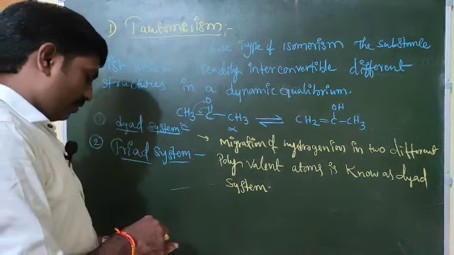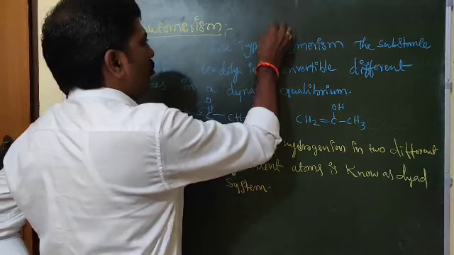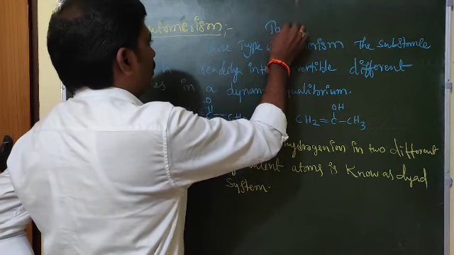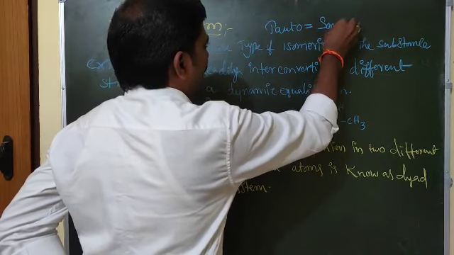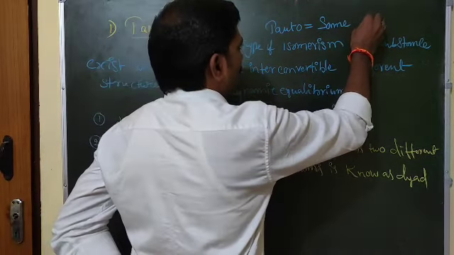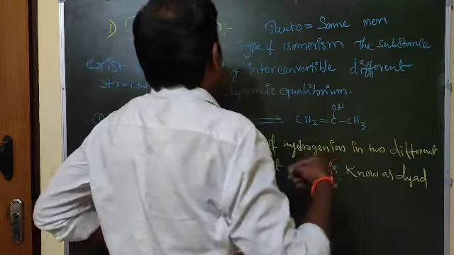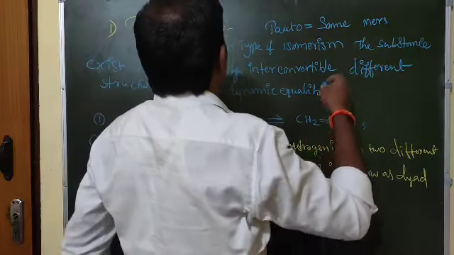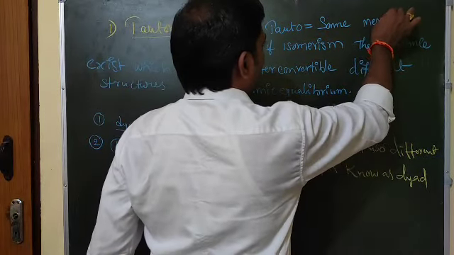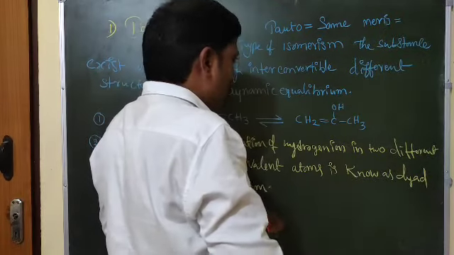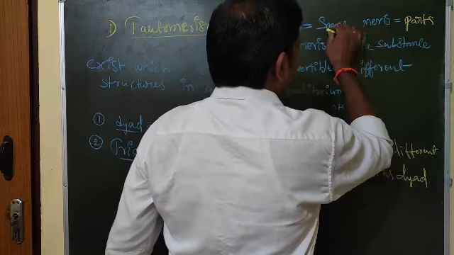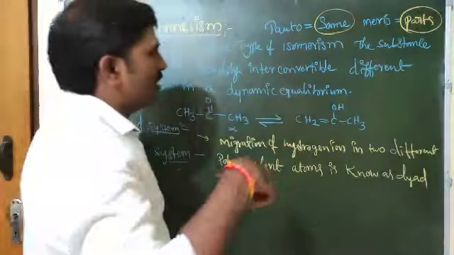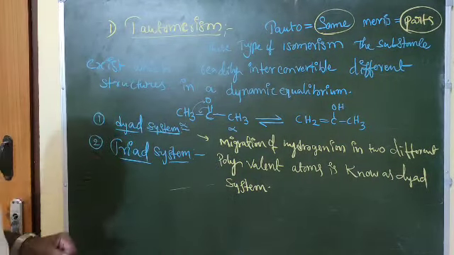Now the definition of tautomer: tauto in Greek means same, and mers means parts. Same parts is known as tautomers; that is the meaning.